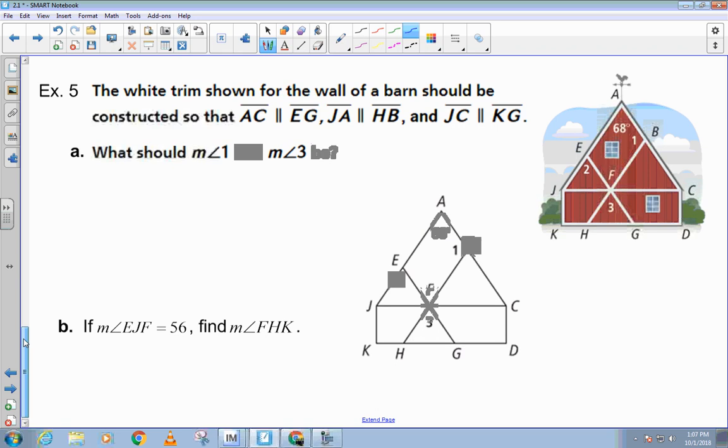Last one. Well, there's two here, actually. The white trim shown for the wall of the barge should be constructed so that AC is parallel to EG, JA is parallel to HB, JC is parallel to KG. What should angle 1 and angle 3 be? So I'm going to highlight these in colors over here, and then we're going to work with the one that's not so frou-frou. So, AC needs to be parallel to EG.